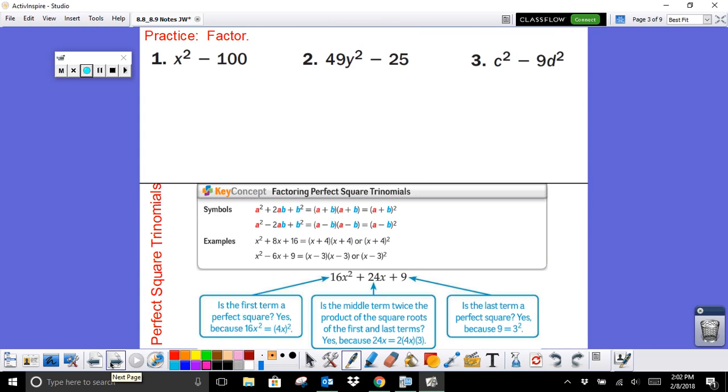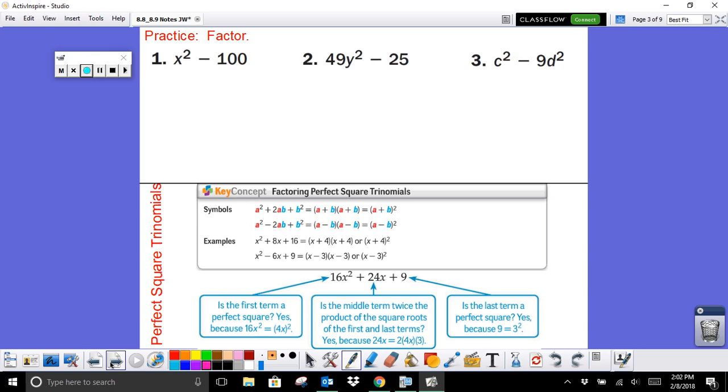Okay, this next one I'm just going to do. If you want to pause this and try to do those 3 problems and then watch me do it, then you can do that. If you just want to work it with me, then you can do that too. Okay, so first I'm checking for a GCF. There is no GCF. Now I see there's two terms. If there's two terms, I am asking myself, is it a difference of squares? So I'm going to check it.